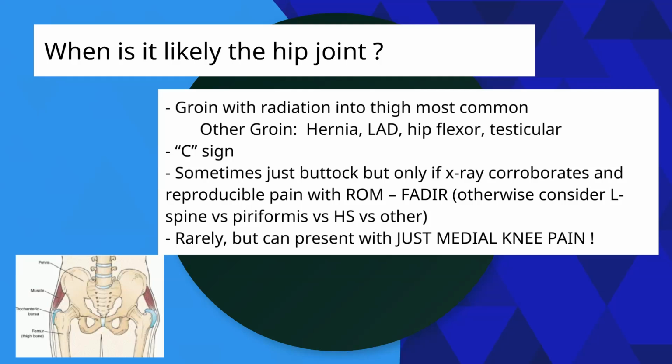Patients often will make what's called a C sign, so they'll grab their hip in a C with their thumb and index finger and say it hurts all around here between the groin and wrapping around the back of the buttocks. That's called a C sign. And sometimes patients can have just buttock pain, but generally I only really think about this as a source of the hip if it corroborates with their x-ray. So if they have severe arthritis on their x-ray of the hip and they say it hurts in the buttocks, and when I rotate their hip, that's really where they refer the pain to, then that can happen, that the buttocks is the primary source.